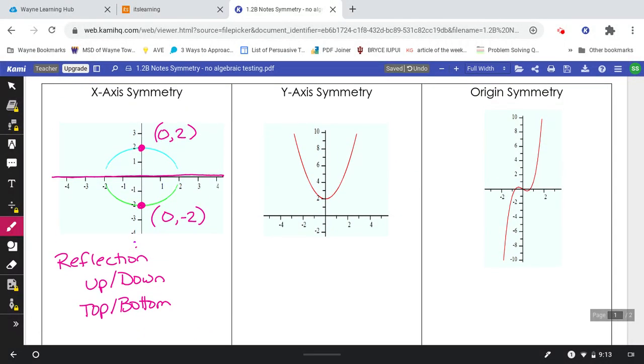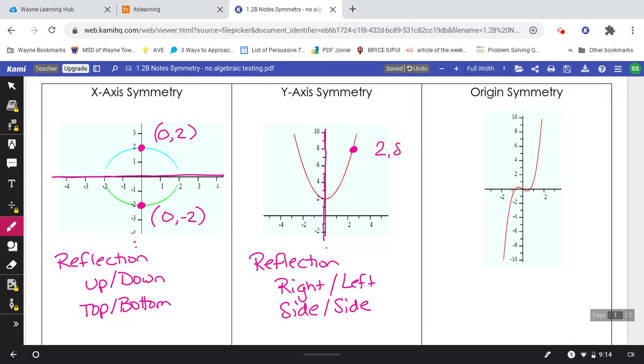For our y-axis symmetry, the y-axis, the vertical one, will cut it down the center. We'll say that is a reflection from right to left. Or if you'd rather, side to side. So notice what you have on the right is exactly a mirror image of what you have on the left. You can even take a point. Let's grab this point right here, 2, 8. And if you reflect it over the y-axis, it lands right here at negative 2, 8.